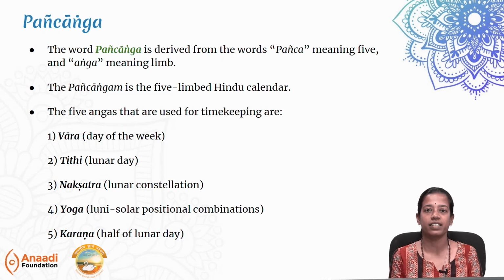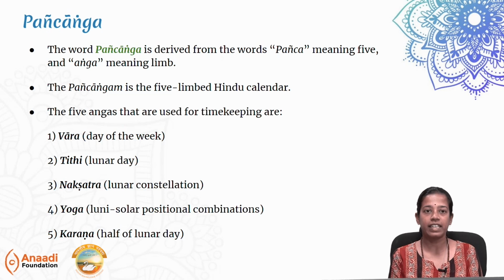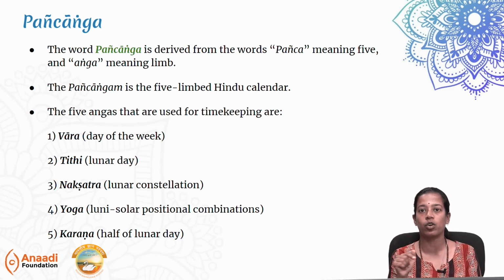The 5 Angas that are used for keeping time are Vara, Tithi, Nakshatra, Yoga and Karana. Vara means days of the week. Tithi means a lunar day. Nakshatra means the lunar constellation and Yoga means luni-solar positional combination. That is what Yoga is. Karana means half of a lunar day. So, this we have already seen in the earlier lecture. We will go ahead and delve deeper into the components of Vara and Tithi in this session.